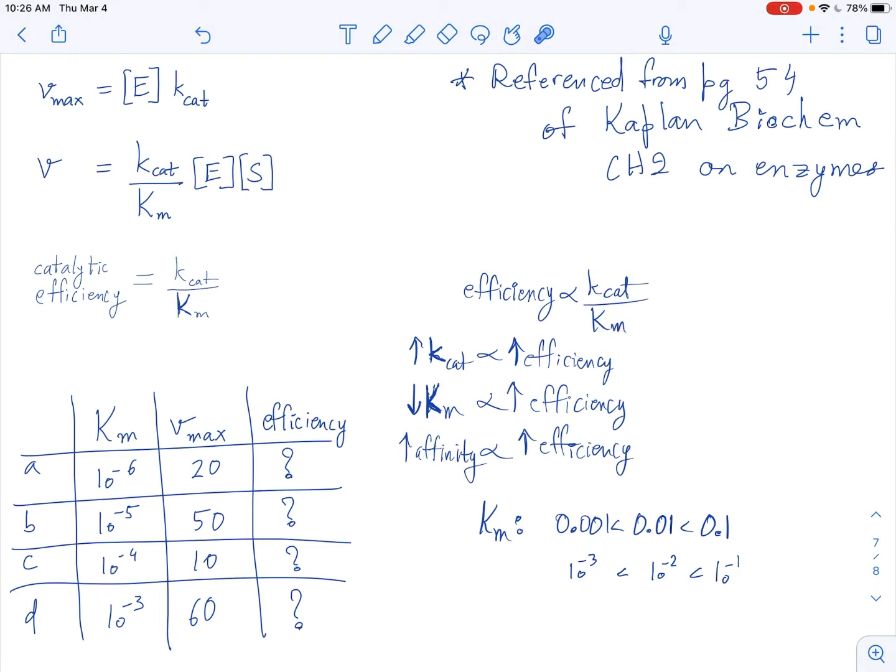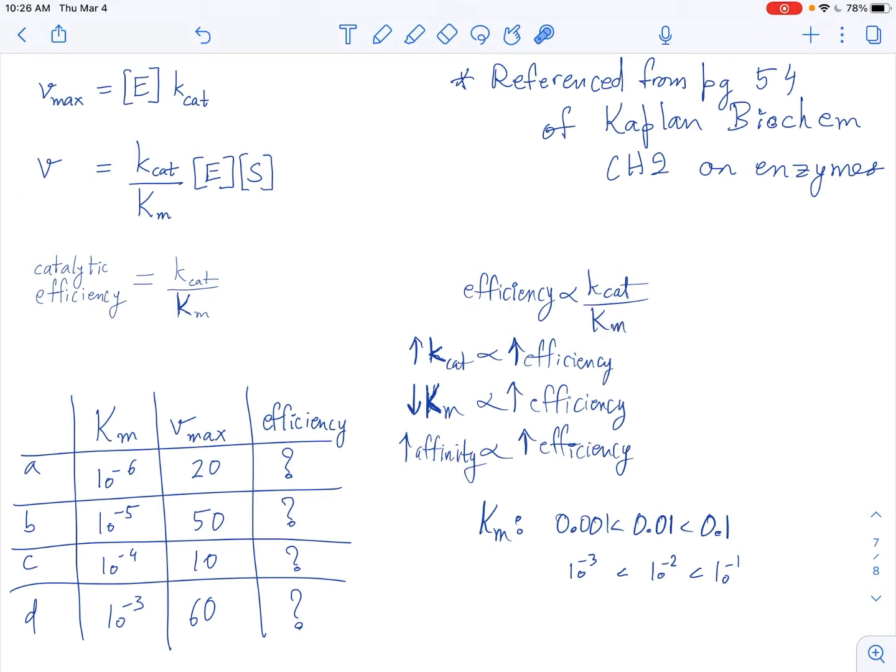And then for Km, which is in the denominator, if only Km is decreasing, then my efficiency would go up. So that's an indirect relationship, right? So if Kcat goes up, efficiency goes up. If Km goes down, only then does my efficiency go up.